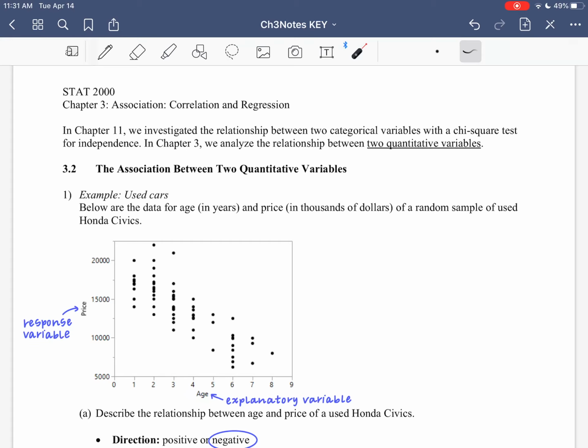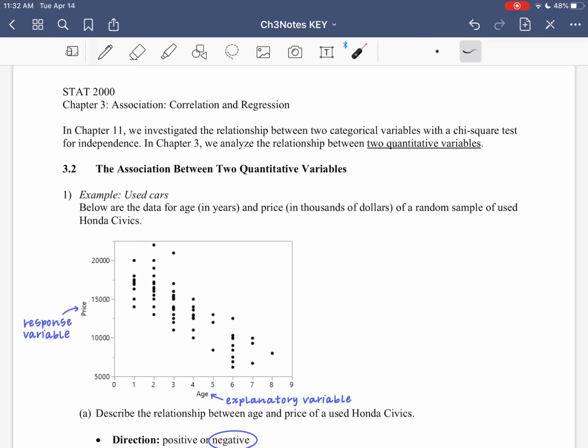3.2 is pretty short. We're going to be looking at describing the relationship between two quantitative variables. So just a couple of things to mention here. You might be familiar with scatter plots. So this graph right here is called a scatter plot. A scatter plot is used specifically to look at the relationship between two quantitative variables. So way back in chapter 2, we looked at all these different graphical displays: pie charts, bar graphs, histograms, dot plots, all of that sort of thing. That was looking at one categorical or one quantitative variable. Here we're looking at two quantitative variables.